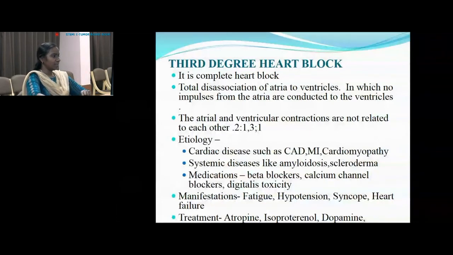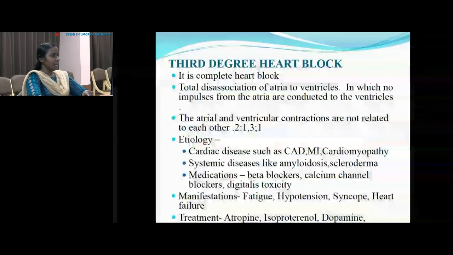And the causes are cardiac diseases, systemic diseases can cause it, and some medications also. And manifestations, the patient will have easy fatigability, hypotension, syncopal attacks, and heart failure. Treatment: atropine, isoproterenol, and dopamine.